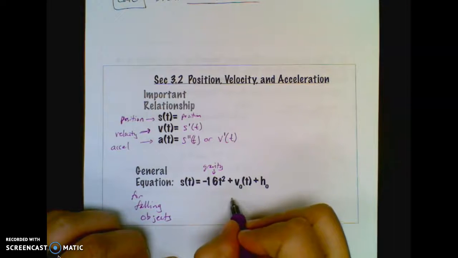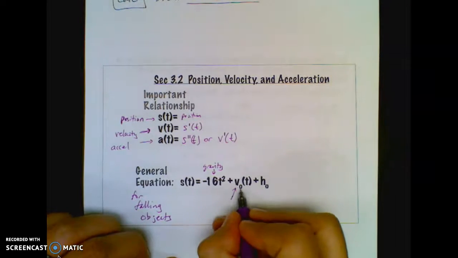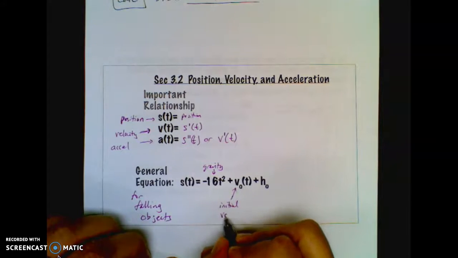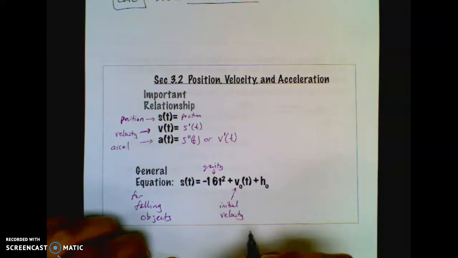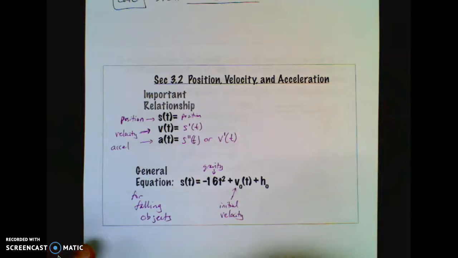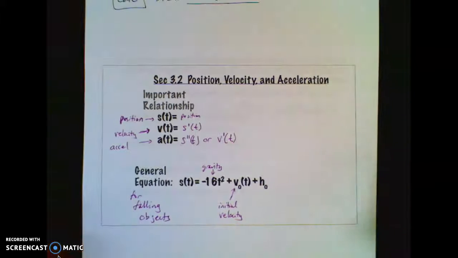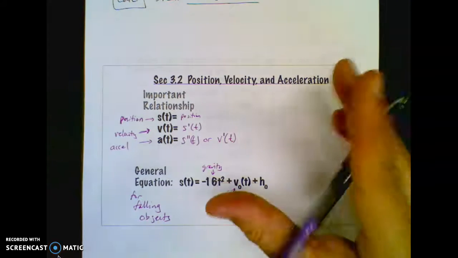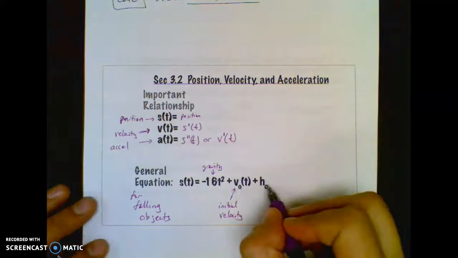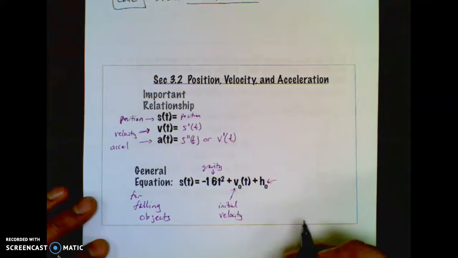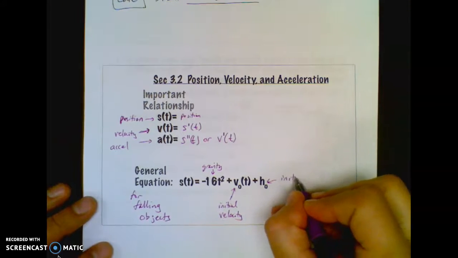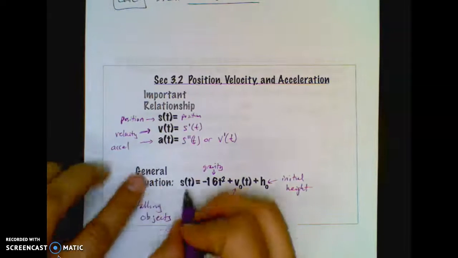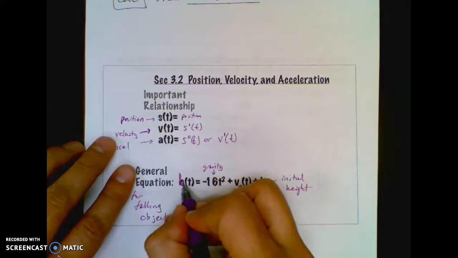Now, what is this right here? V sub 0 means your initial or starting velocity. Now, that could be positive if you're throwing something up. It could be negative if you're throwing something downward. Or it could be 0 if you just drop something. Remember, if you're dropping, you're not adding velocity to it to start. And if you see an h sub 0, that means your initial height. And usually on this equation, if we're talking height, I actually use h of t, not s of t.